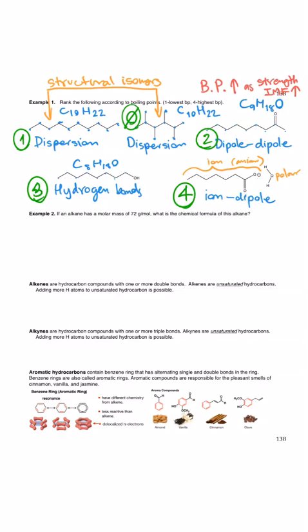Example 2 asks us to find the chemical formula of an alkane that has a molar mass of 72 grams per mole. Right, so we know that the generic chemical formula of an alkane is CnH2n+2. And we know that for this molecule, if you add up the mass from carbon and hydrogen together, it should give you the molar mass of 72.